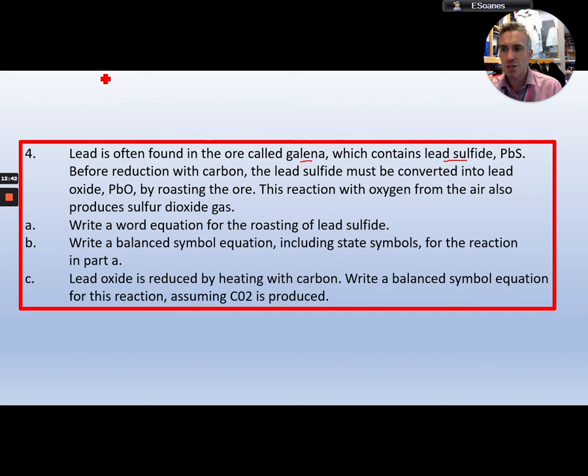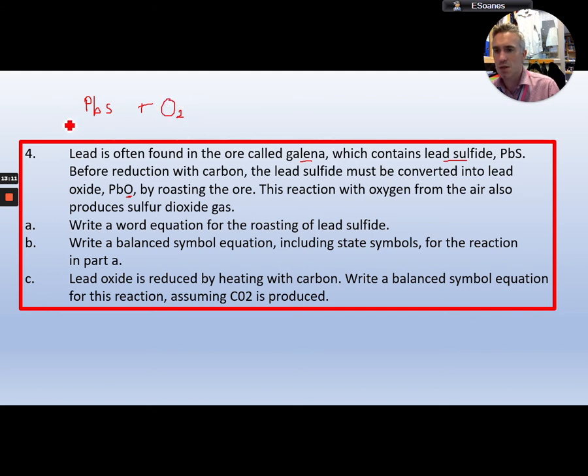Okay, let's just go through it piece by piece. Lead is often found in the ore, PbS. Before reduction with carbon, the lead must be converted into lead oxide by roasting the ore. The reaction of oxygen from the air also produces sulfur dioxide gas. So here is now required oxygen. So plus O2. So lead oxide plus oxygen.